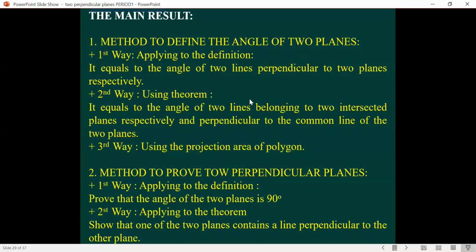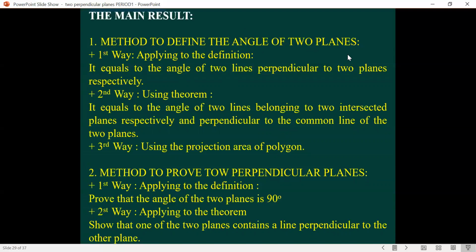In this lesson we have two main ideas. First, we gave the concept of the angle between two planes, and second, the concept of two perpendicular planes. The main content of this lesson: first, the method to find the angle between two planes.